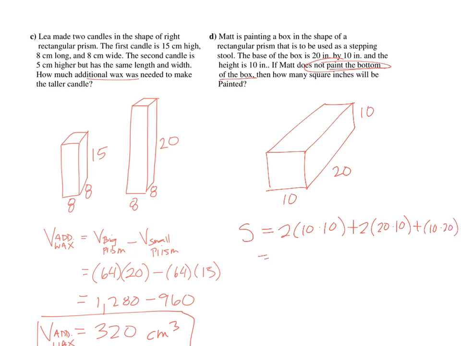So I have 10 times 10 is 100. I have 200 here. 20 times 10 is 200, times 2 is 400. Then I have 10 times 20, which is 200. So I have 800. And it's going to be inches squared. Done.